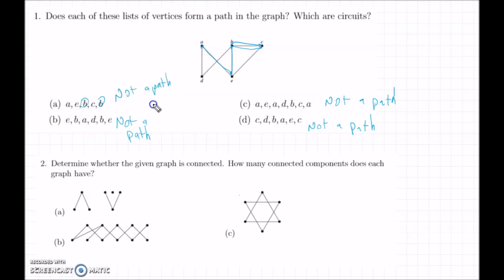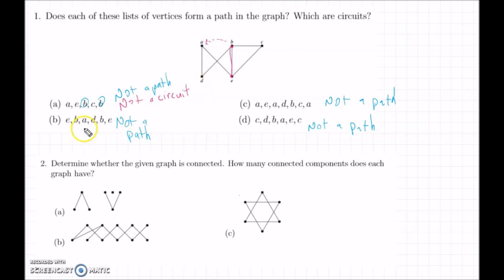It's also not a cycle or a circuit because it doesn't start and end at the same one. So not only is that one not a path, it's also not a circuit. So let's look and see if part B is a circuit. I start at E, I go to B, I go to, oh, look, I can't go over to A, right? I don't have an edge taking me over to A.